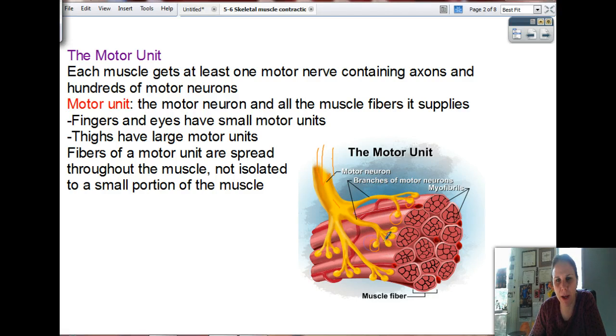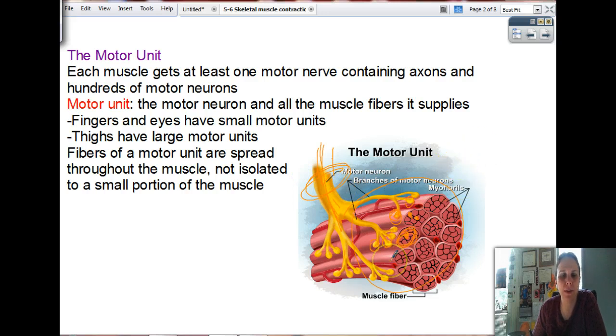So each of these little sticky pad looking things here is a neuromuscular junction. Each one of these is one cell, and then all the little things inside, those are myofibrils. And so each individual cell gets one of these. Now this picture doesn't do it very good because it's showing that this one cell has several of them, but it's actually each one cell gets one of these. So the motor unit then is the motor neuron and all the muscle cells supplied by that particular neuron.